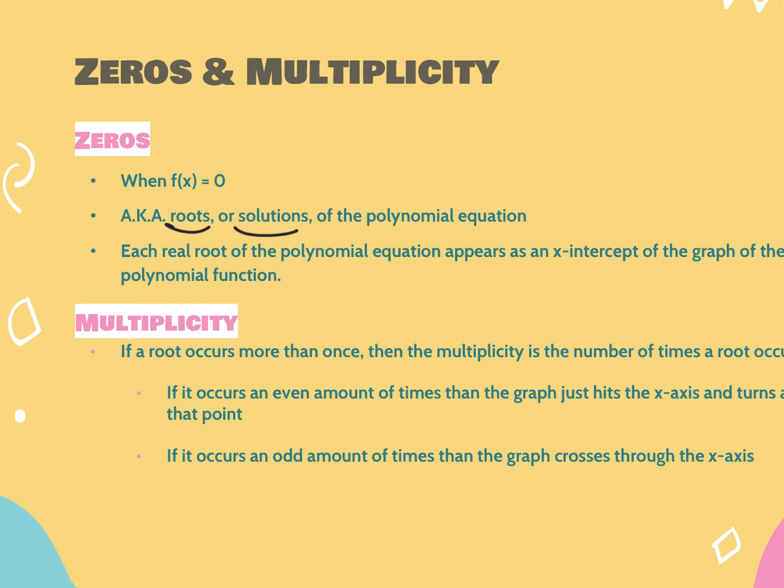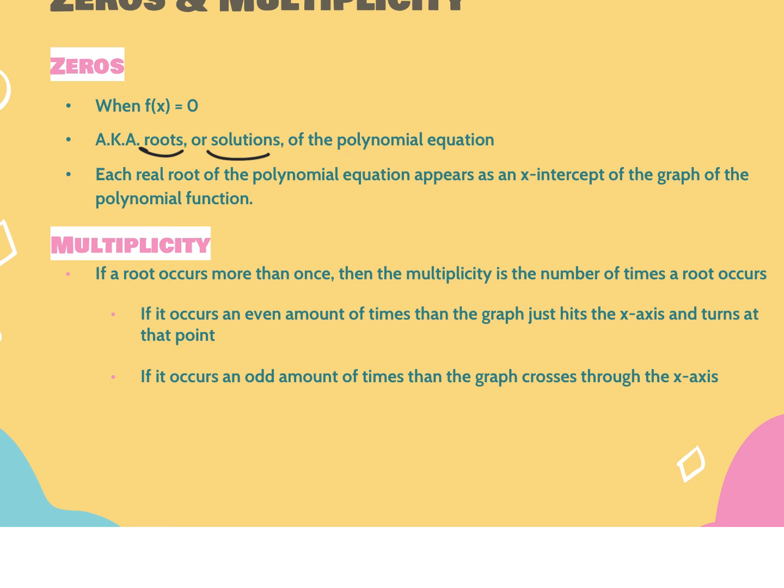Now, for multiplicity, this is where we're going to count how many times a root or a zero or a solution occurs. When it occurs an even number of times, then when we go to graph it, the graph is just going to come in, hit the x-axis, and then turn away. It's like a bounce. So it's a touch and turn. However, if your zero occurs an odd number of times, then your graph will cross the x-axis.